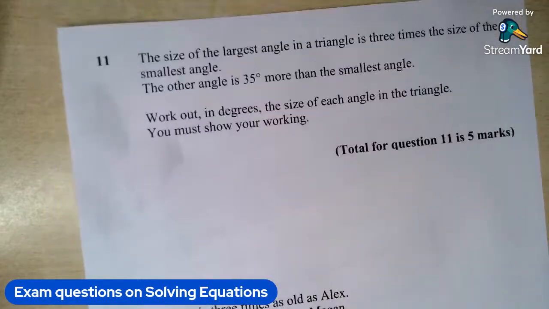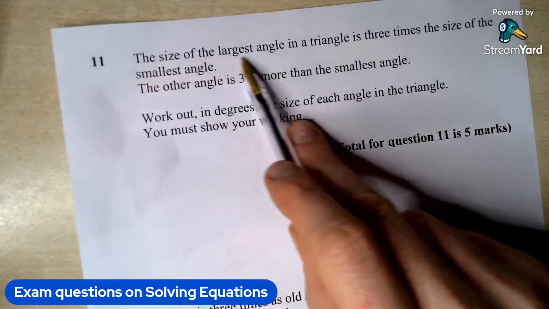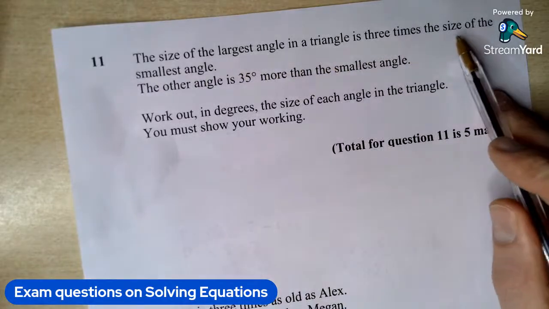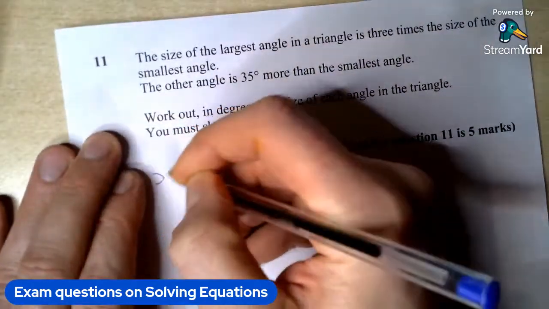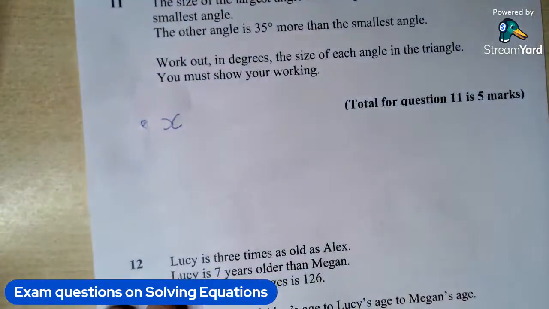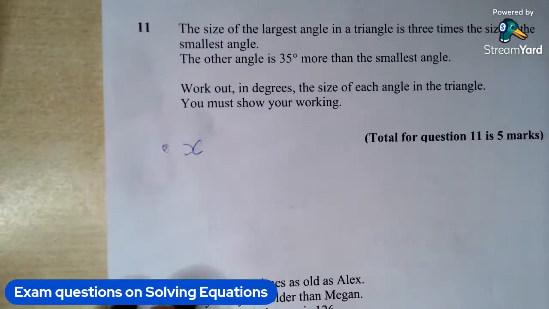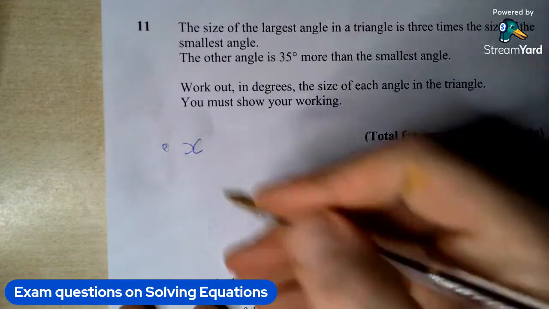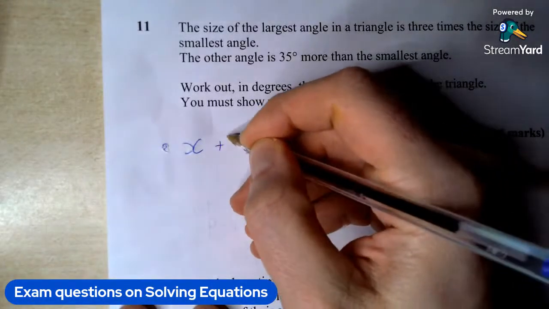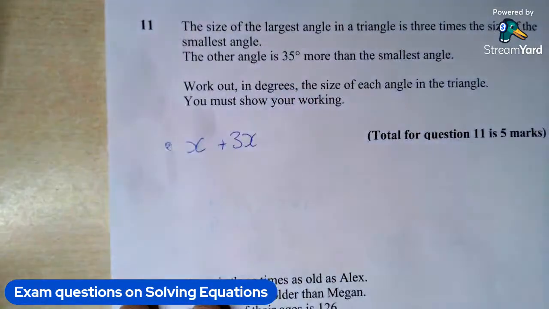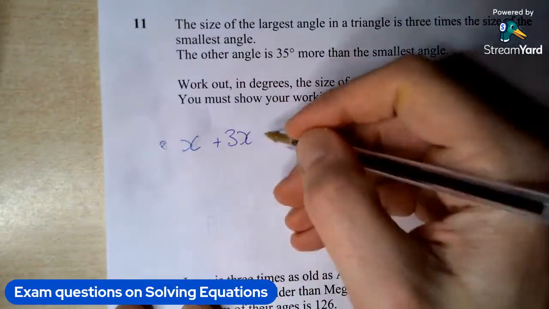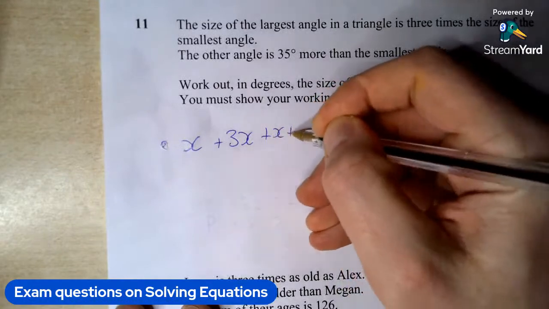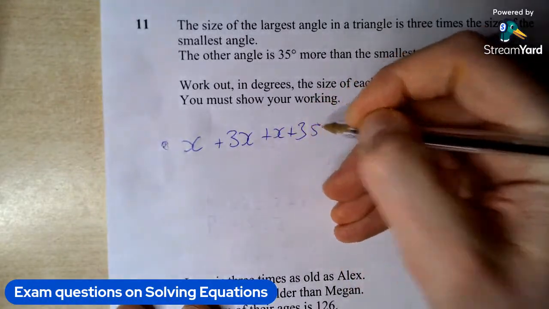So in a triangle, we have 3 angles, okay? The size of the large angle is 3 times the size of the smallest angle. So the smallest angle is x. And the large angle is 3 times the size of the smallest, so that must mean that's 3x. And the other angle is 35 more than the smallest, so that would be x plus 35.